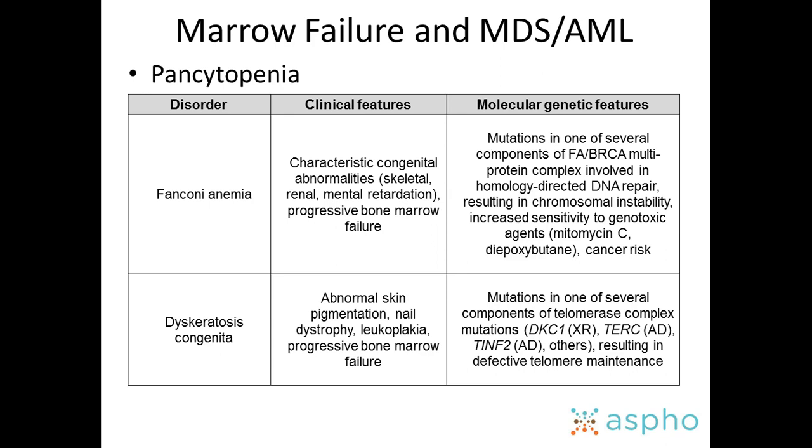All right, so I told you we're going to talk a little bit more about marrow failure and predispositions to MDS-AML. So I break these down by the presenting CBC abnormality that the marrow failure syndrome is best known for. So the two that typically present as pancytopenia are Fanconi anemia and dyskeratosis congenita.